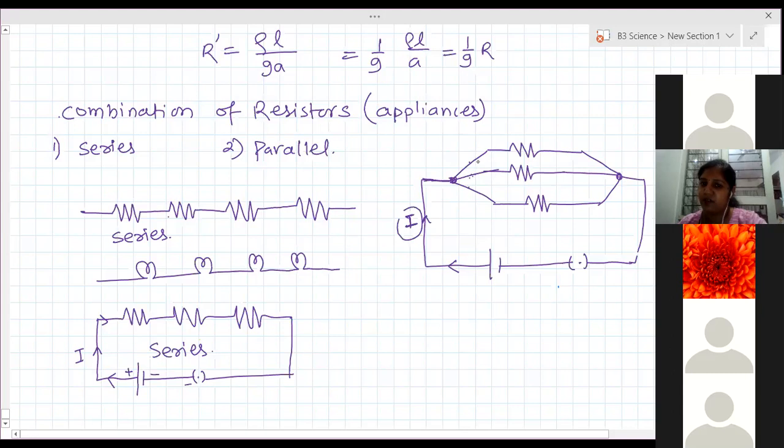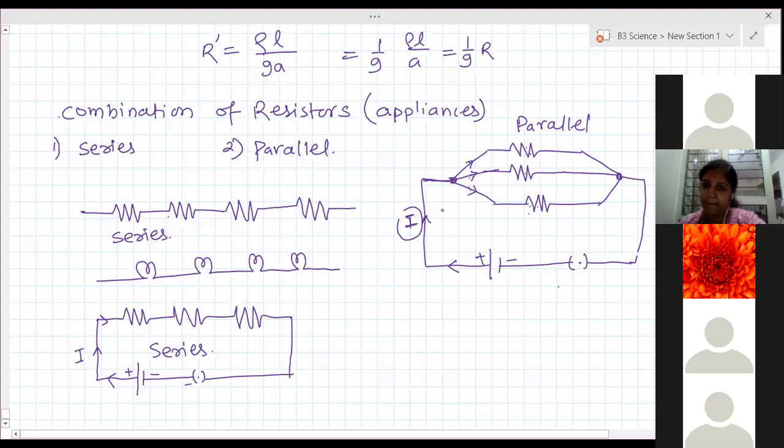So the current gets divided among 3 different pipelines. So the amount of current differs in all 3 resistors. This combination is called parallel combination. Here all the devices are connected parallel to each other and connected separately to this battery. They are not dependent on each other. They are separately connected to this battery. So this is parallel combination. Are you able to understand?